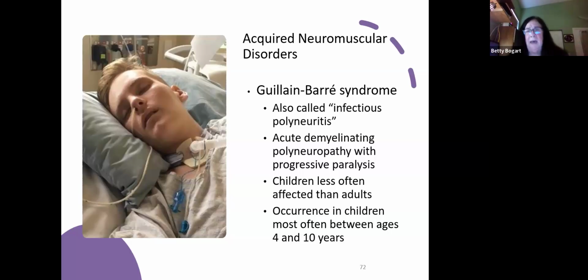If you can imagine, in pharmacology, you learned about neuromuscular blockers, right? That paralyze you from head to toe, but you're alert. This is what happens with Guillain-Barré. They're wide awake. They are alert, but their body does not move at all. I can't imagine how scary this would be. Yes, they're going to get medicine for that.